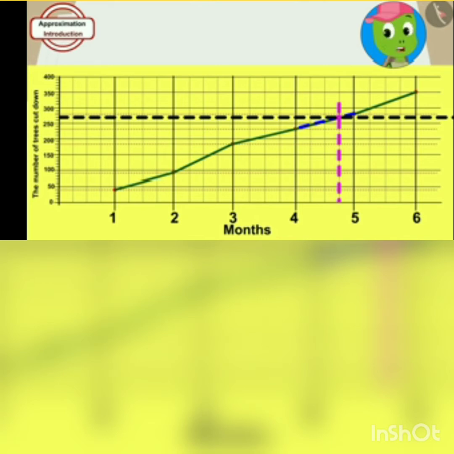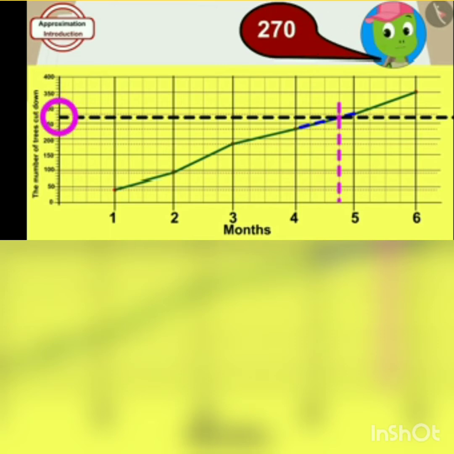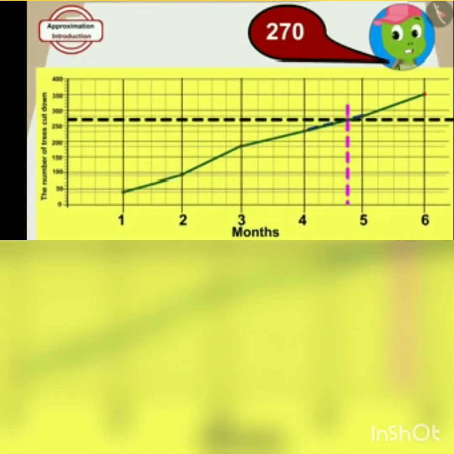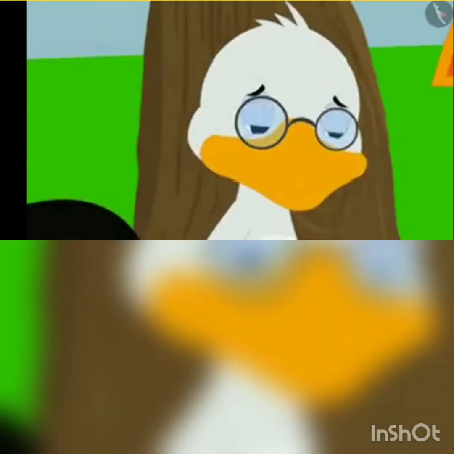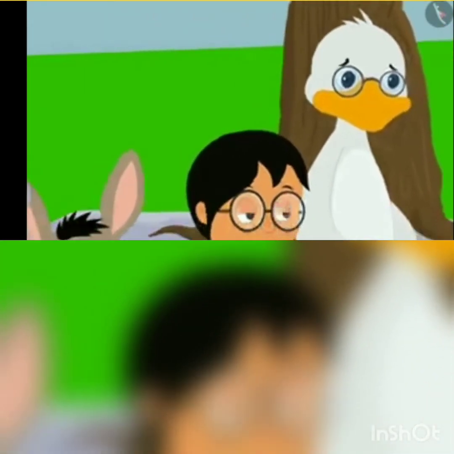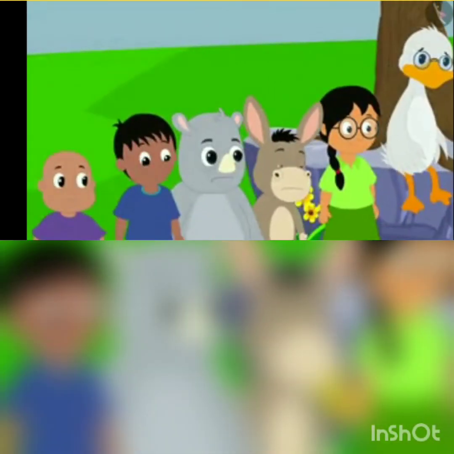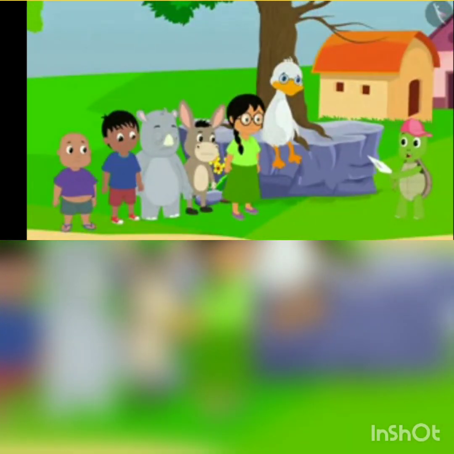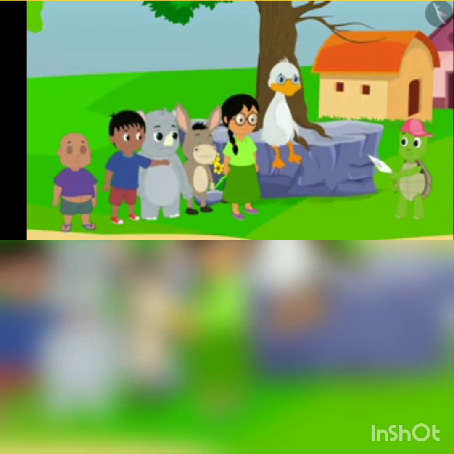Oh God, this point is at 270. By the end of the third week of the 5th month, a total of 270 trees were cut. I will quickly go and show this chart to the villagers. Tufan gathered all the villagers and showed them the chart. All the villagers understood what Tufan said and together decided not to cut any more trees.